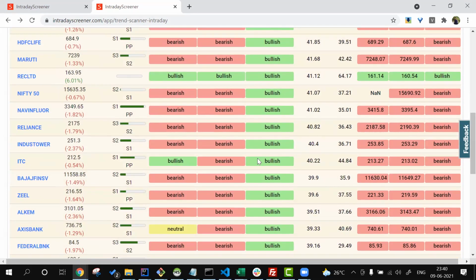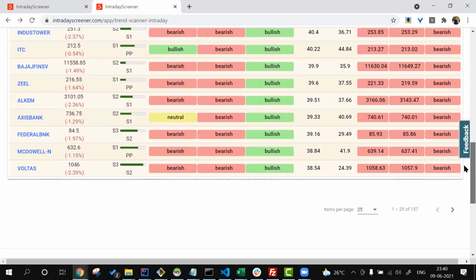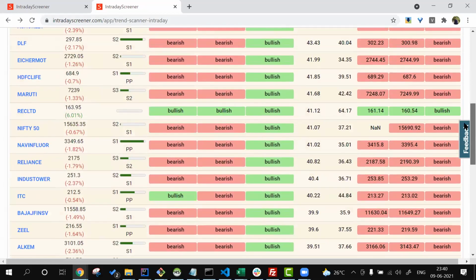Similarly, you can see that ITC is interestingly bullish on daily chart but bearish on 15 minutes. So these sort of stocks which are not very clear, you should avoid. You should also avoid the neutral charts actually.